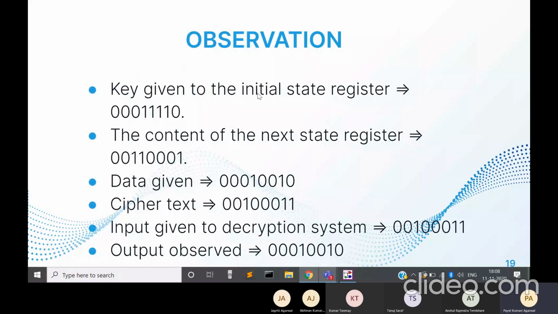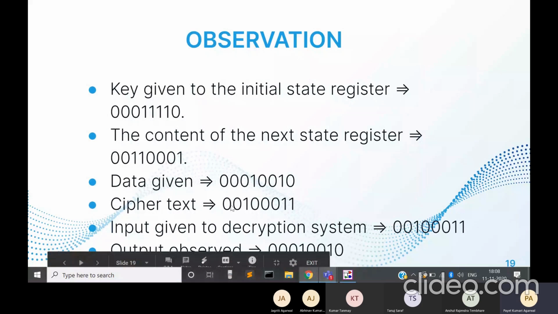The key given to the initial state register was 00011110, that was decimal number 30. The content of the next state register generated was 31, that is 00110001. The data fed to the system was 12, that is 00010010. Ciphertext generated after taking the XOR with the key was 00100011. The same ciphertext was given as input to the decryption system, and the output observed was 00010010. Now Abhinav will take over.